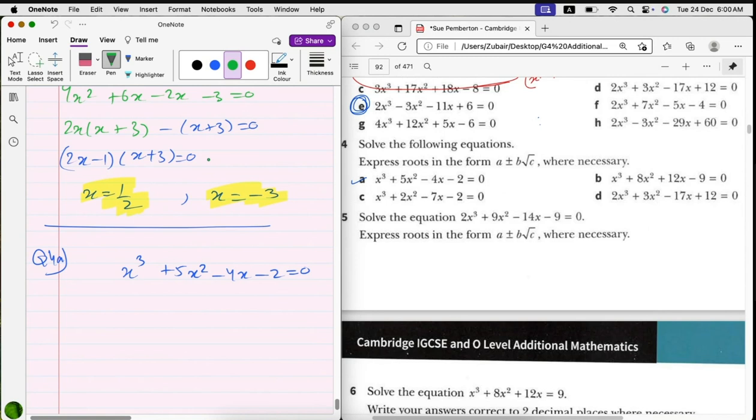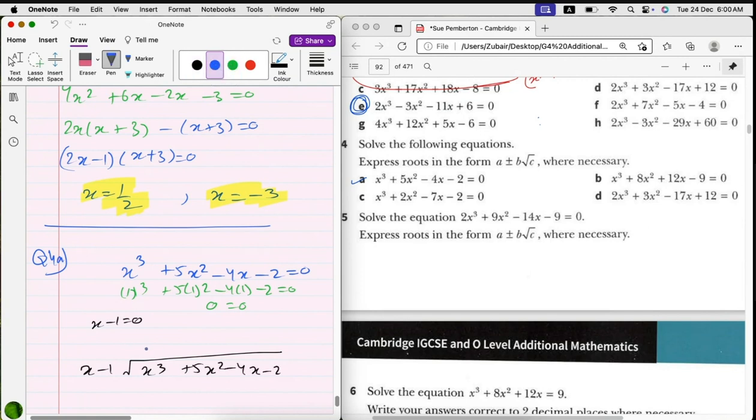1 cubed plus 5 into 1 squared minus 4 into 1 minus 2. I'm getting 0. 1 cubed plus 5 into 1 squared minus 4 into 1 minus 2, 0 equals 0. So x minus 1 equals 0. x minus 1 is the first root. This is x cubed plus 5x squared minus 4x minus 2. x squared gives x cubed minus 5x squared. Positive, negative, negative, positive cancels out.